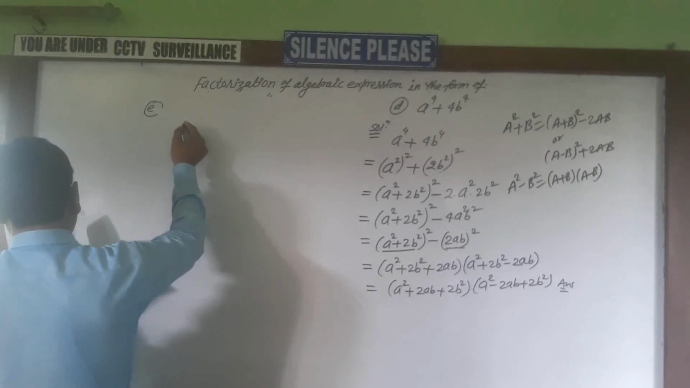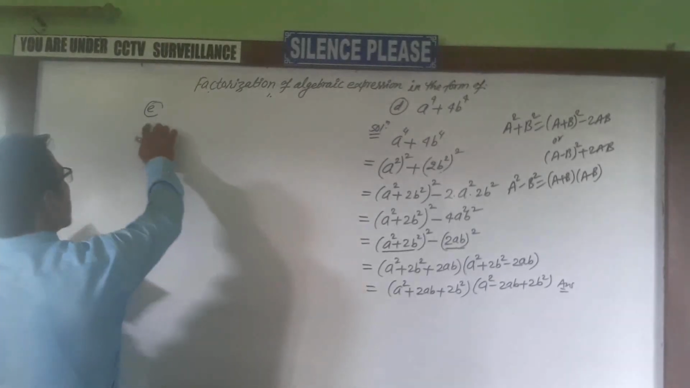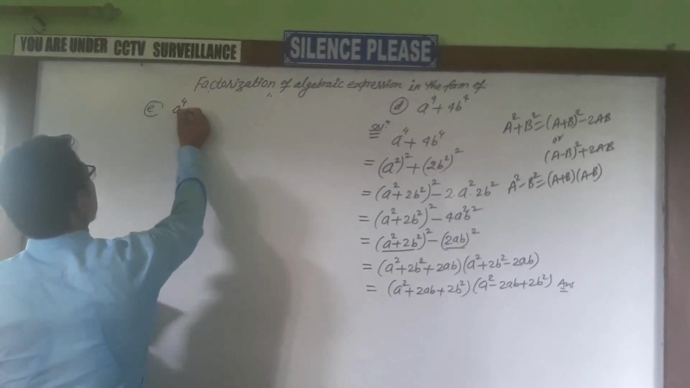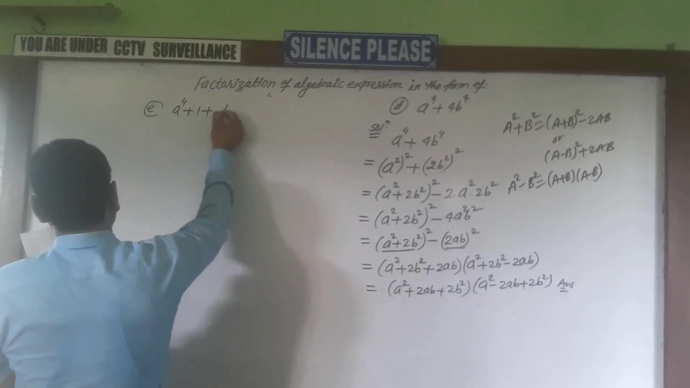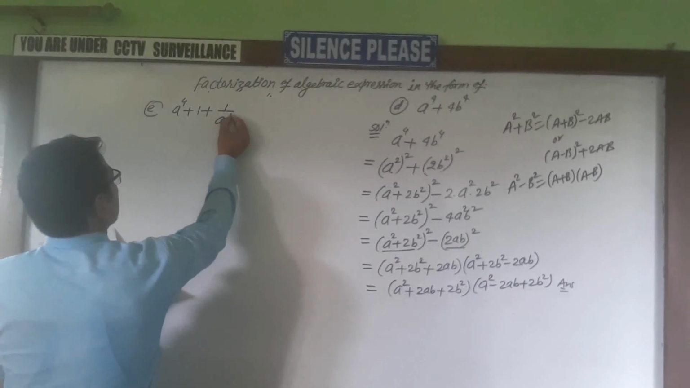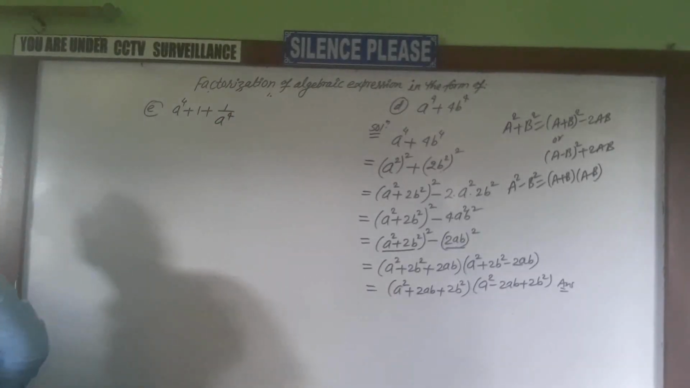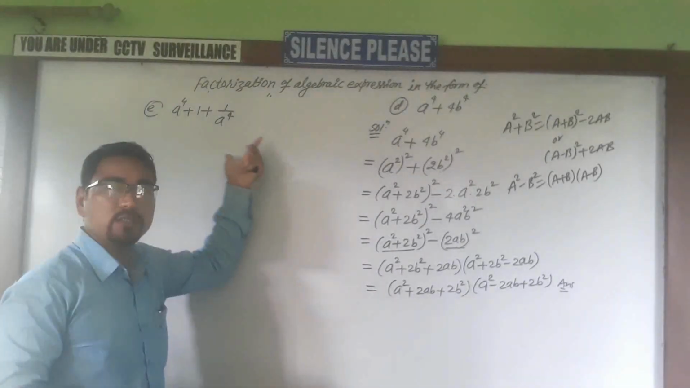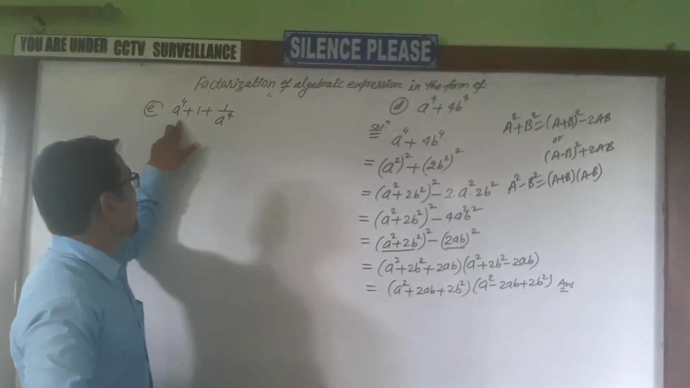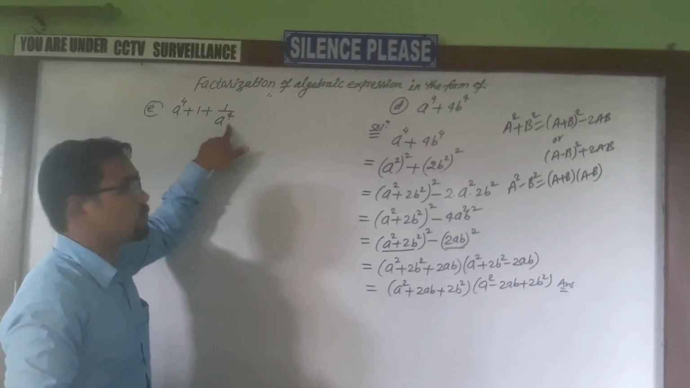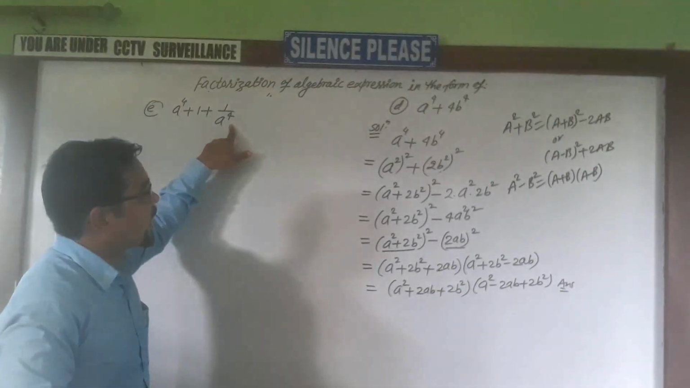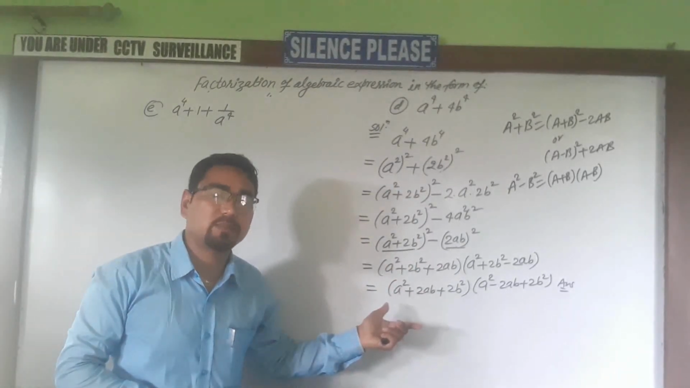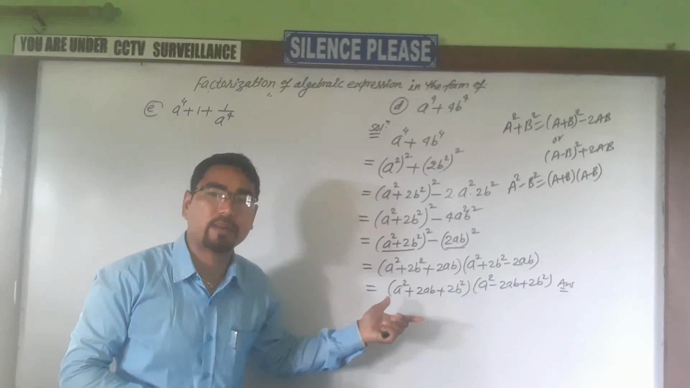Question number E. The E question is a power 4 plus 1 plus 1 upon a power 4. This is also the same type of question, but here it is given in fraction. Students, please do not get confused. A power 4 plus 1 by a power 4 is here. Here also we can apply the same procedure. We can write the a square plus b square formula, and similarly the a square minus b square formula.